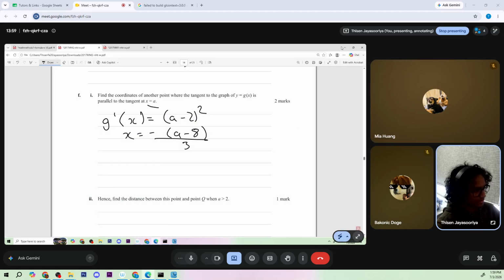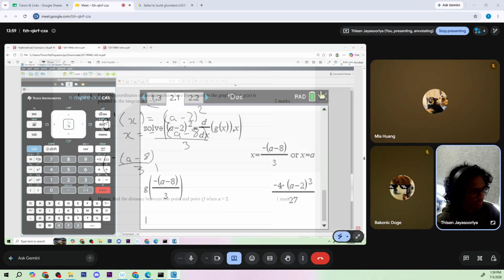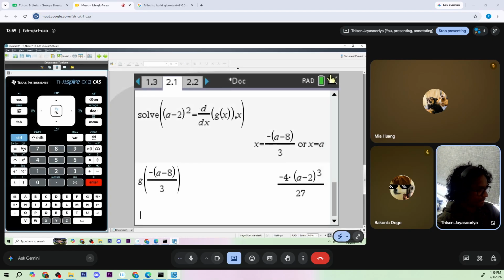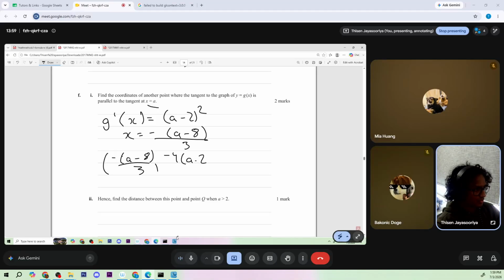So here, the coordinate is going to be negative (a take away 8) over 3, comma, this one is going to be negative 4 times (a take away 2) cubed over 27.